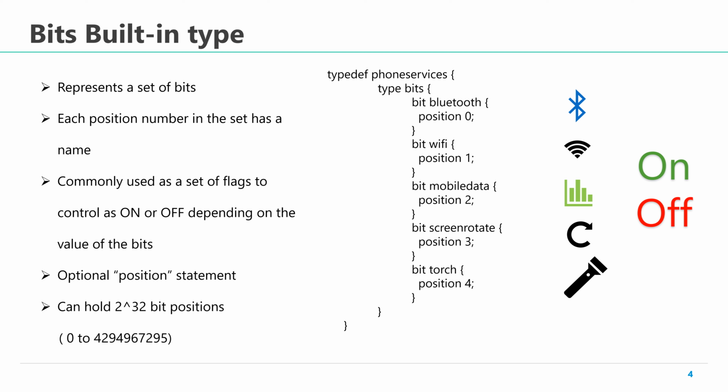Let us take a simple example. All of us have mobile phones in which certain functionalities are on and off. I have taken an example of 5 such common services: Bluetooth, Wi-Fi, mobile data, screen rotation, and the torchlight. If we were to represent this as a series of bits, the example you see on screen is one form. We have bit position 0 through 4 assigned to each one of these types, and each of these positions can be set to on and off depending on if the service is enabled or disabled.